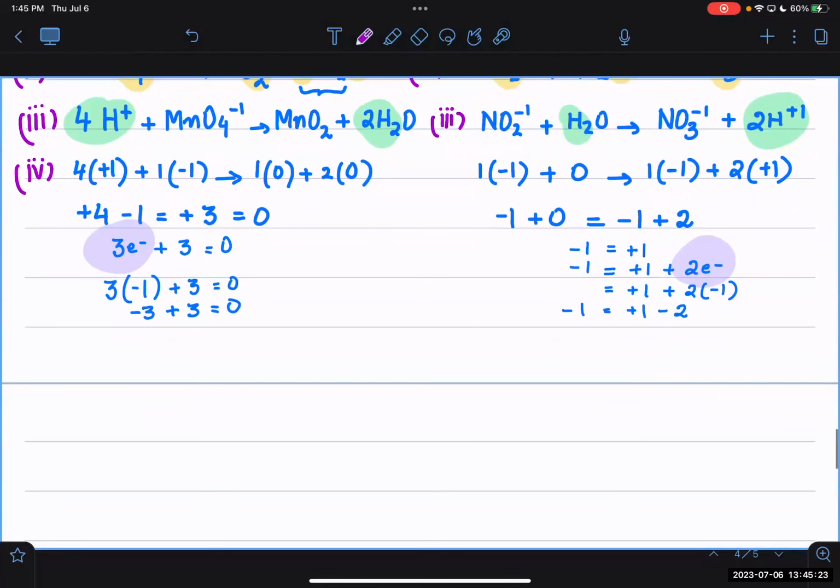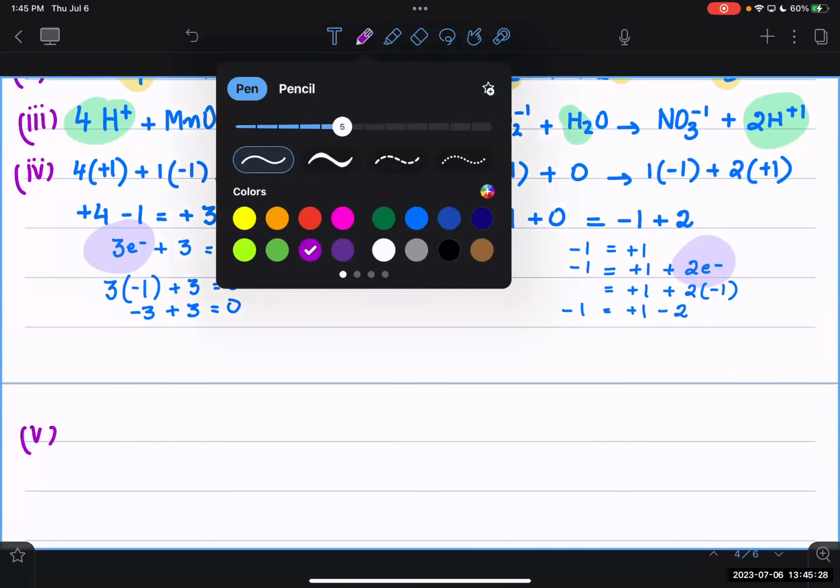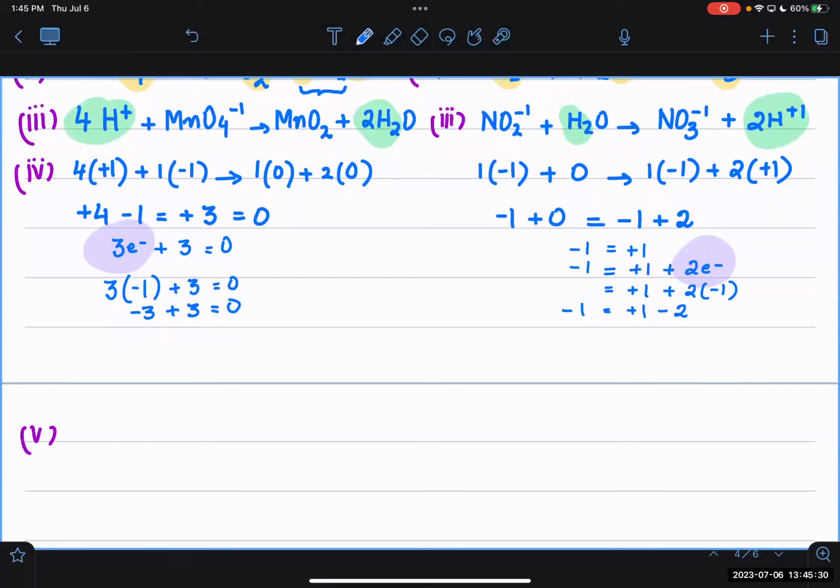So this is number 5. Here, let's write this. So we have 3 electrons plus 4 hydrogen ions plus MnO4 minus 1, and that gives you MnO2 plus 2H2O. So this is one piece.